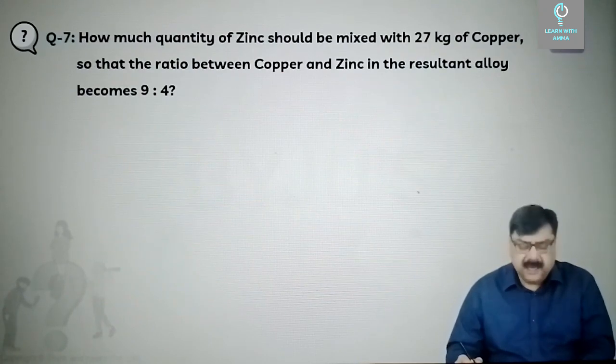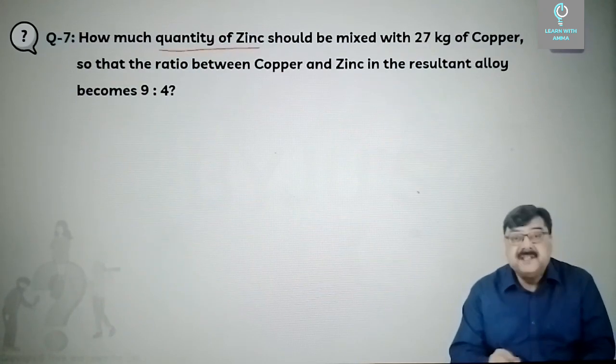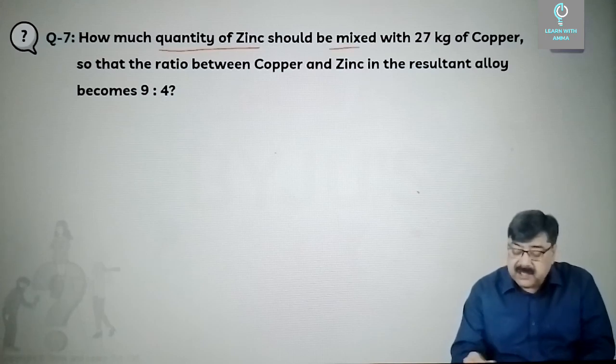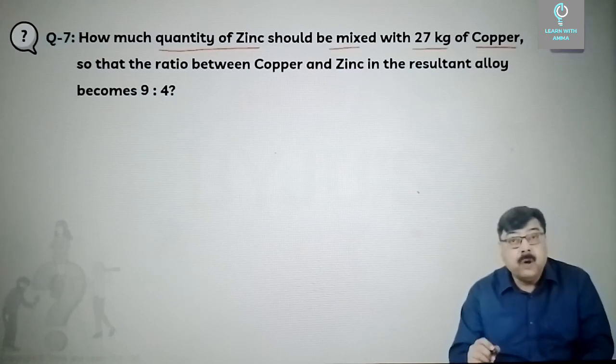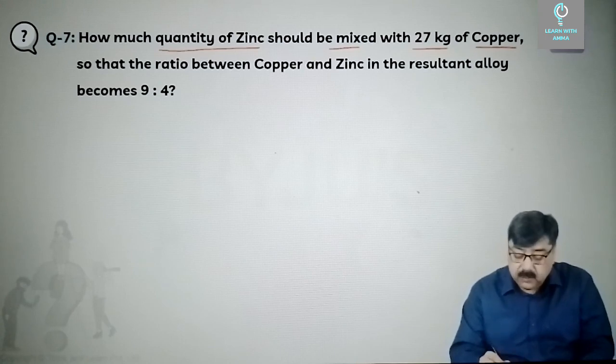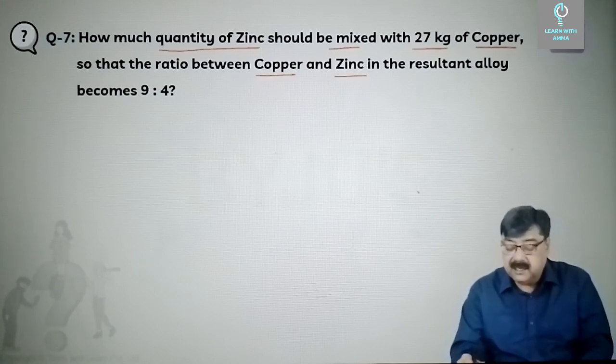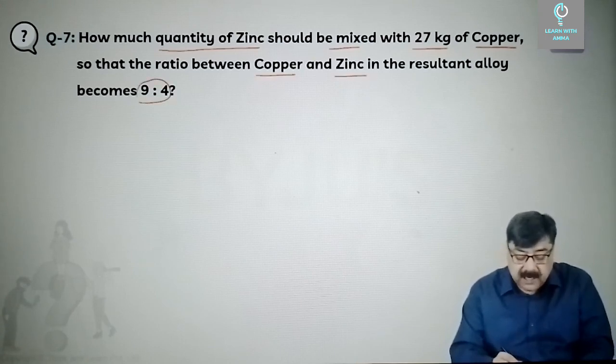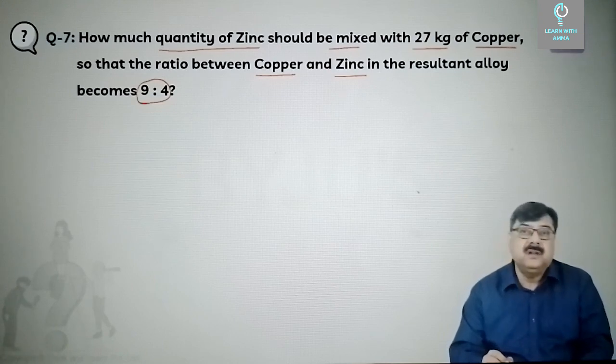Now look at the next question here. How much quantity of zinc should be mixed with 27 kg of copper so that the ratio between copper and zinc in the resultant alloy becomes 9:4?